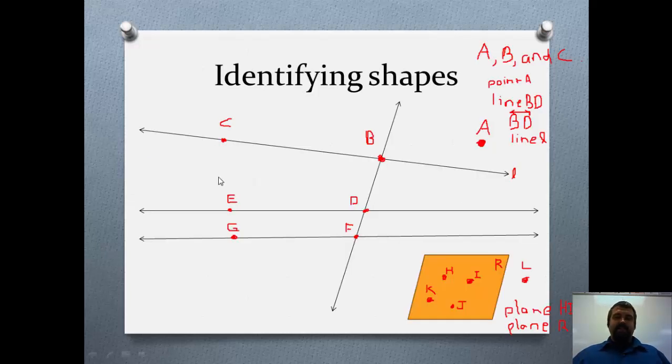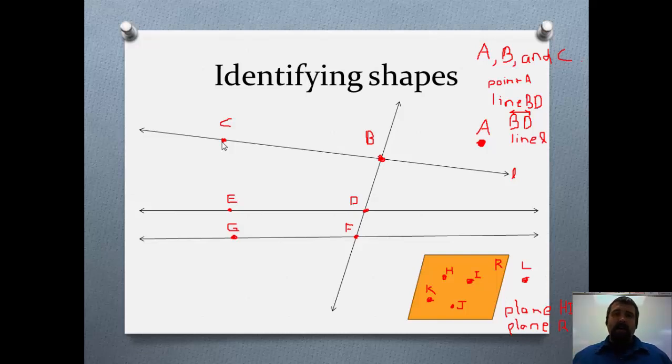So if I look at this, there's a whole lot to look at, but let's first look at these red dots. These are what we're going to call our points. The easiest way to label a point is to write the capital letter. Please note, dots will always be labeled with a capital letter. If I said point C, it might take you a little while to locate it, but it's this dot right here.